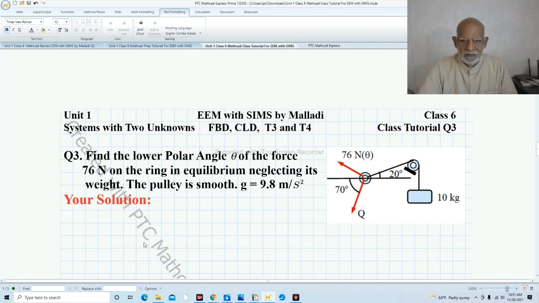The third one is again a force problem, and the forces are given indirectly with this. So we have to draw the free body diagram of this. There is one unknown angle and an unknown magnitude. Therefore, this belongs to type 4.